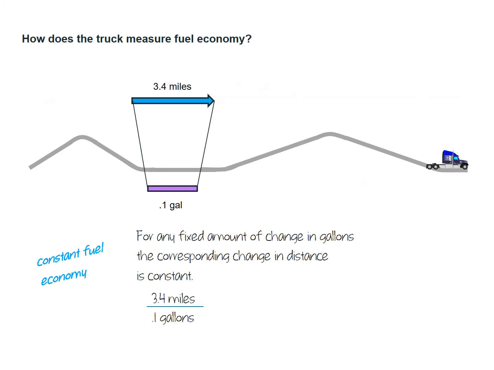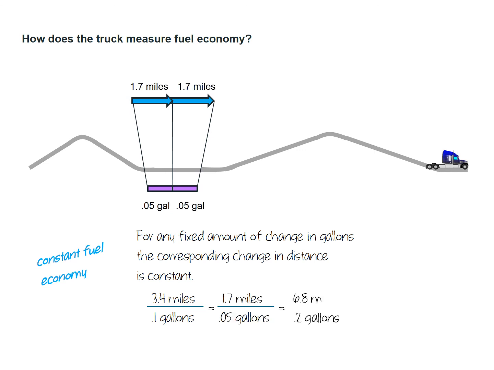Another important aspect of constant fuel economy is that knowing the truck travels 3.4 miles for every 1/10 of a gallon allows us to know the truck's fuel economy over any other amount of fuel consumed. For example, if the truck travels 3.4 miles for every 1/10 of a gallon, the truck must travel 1.7 miles for every 1/20th of a gallon of fuel that it uses. Or 6.8 miles for every 2/10 of a gallon.